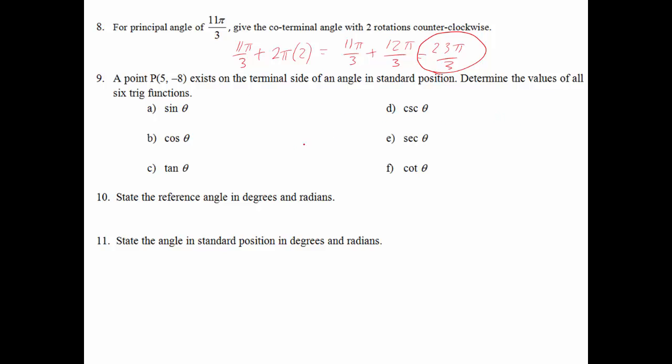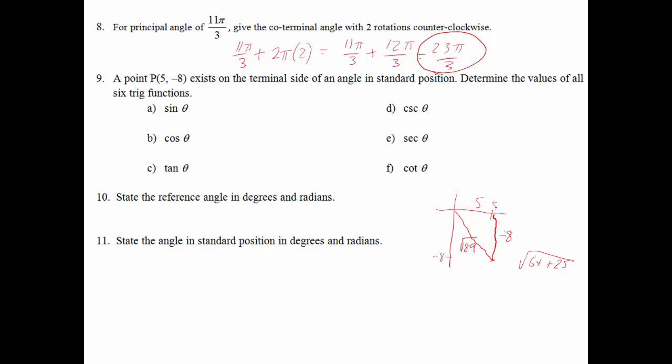Okay, on this one, let's go down here and draw my positive 5 and a negative 8. So here's 5, here's negative 8. So there's my point down here, and draw that out and straight back up. So this is 5 over here, and this is negative 8. So my hypotenuse will be 64 plus 25, and that's going to be 89. So radical 89 is my hypotenuse.